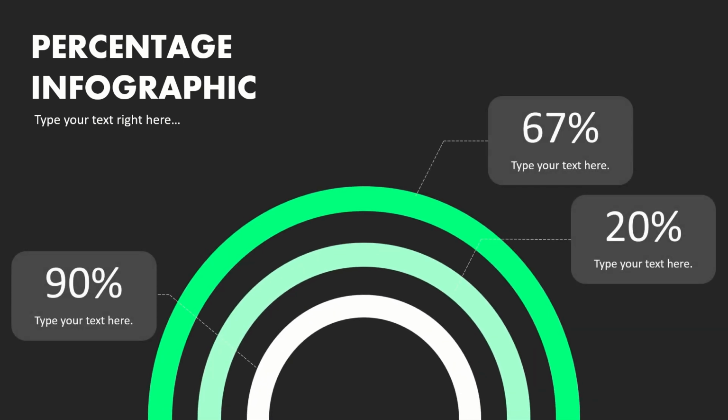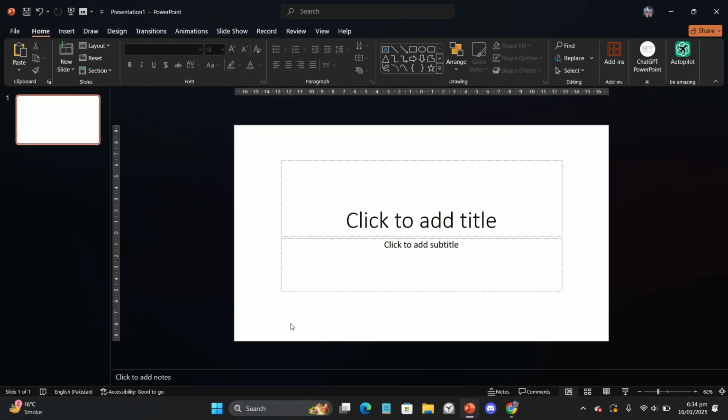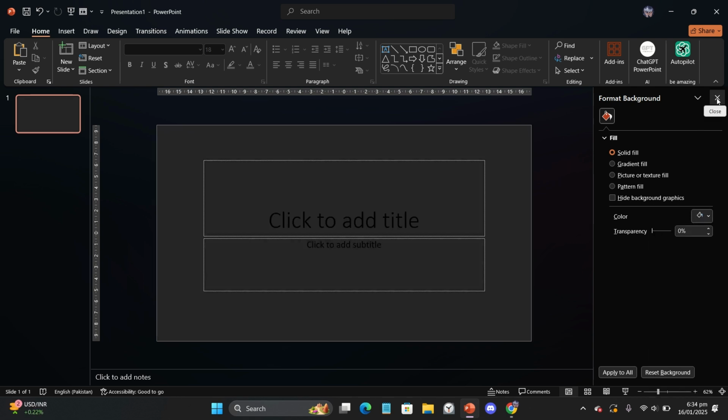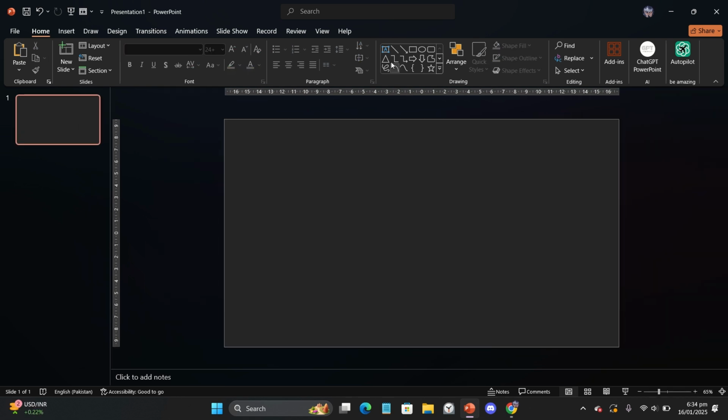So let's start. First thing you have to do is open up PowerPoint and go to Format Background and then change the background fill to a dark gray color. Close the Format Background and remove everything from the slide.